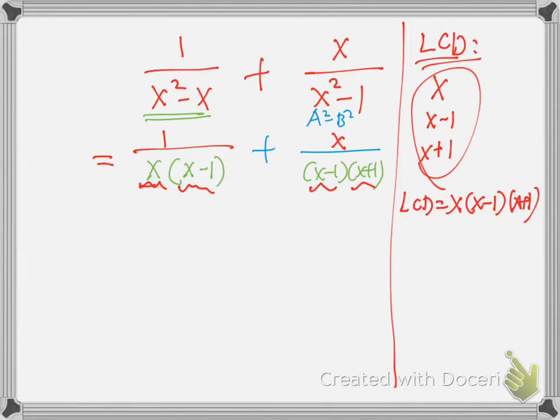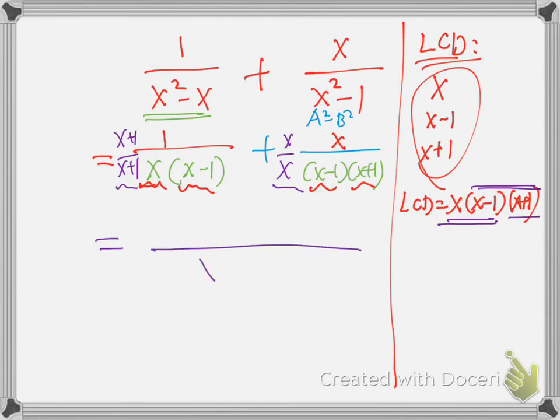So we look at the missing part, right? The first one has x and x minus 1. So we need x plus 1. So both top and bottom times x plus 1. For the second one, we have x minus 1 and x plus 1, so the missing part is x. So we need x and x. So 3 parts in the denominator for both of them now.